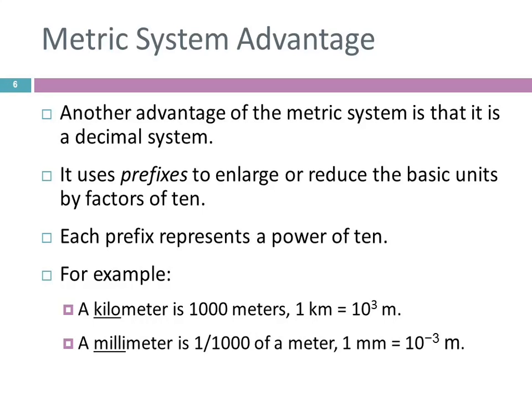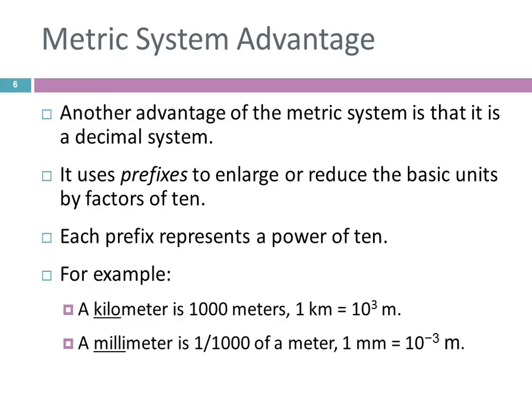2 cups in a pint, 2 pints in a quart, 4 quarts in a gallon. Where do these numbers come from, right? They're all different. There's 12 inches in a foot, 5,280 feet in a mile. They're just random because the units were fairly randomly established. The metric system, though, everything is based on powers of 10.